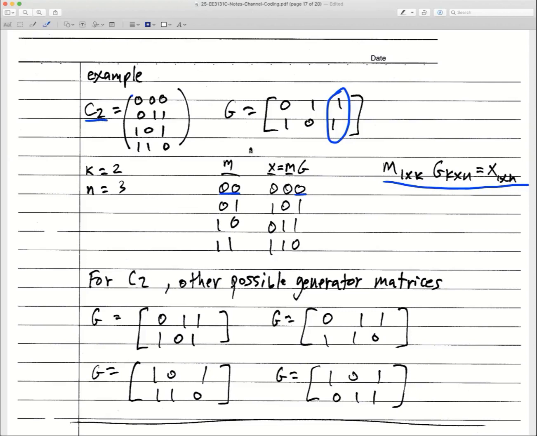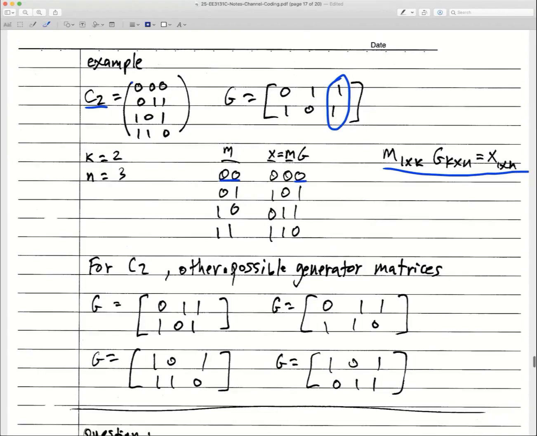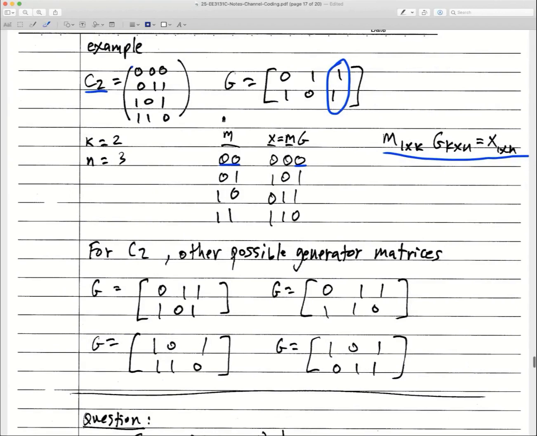Okay? Now, when I have a code, there's actually no mapping from information bits to code word, right? The code itself is just a set of code words. The generator matrix actually gives you that mapping. But there's no reason why 0, 0 needs to map to this code word and 0, 1 to this. With this generator matrix, the mapping is as given in this table here. But it turns out that I can have many mappings. There's not just one mapping.